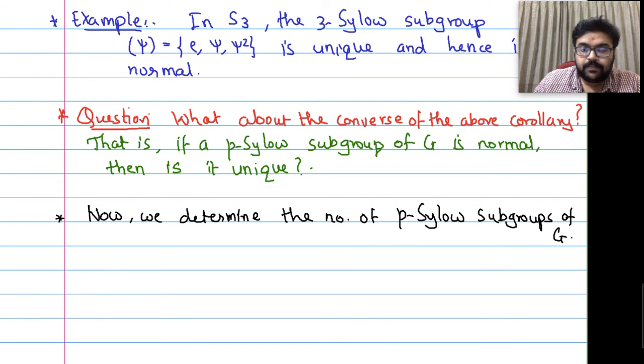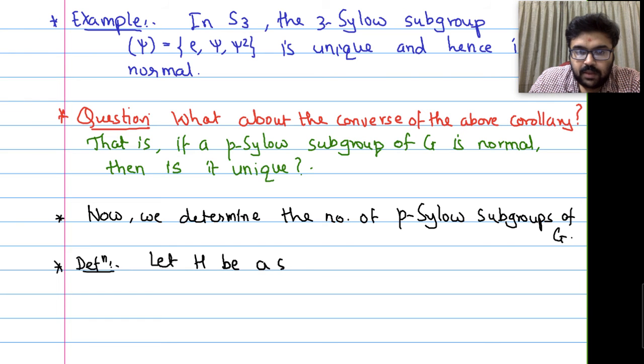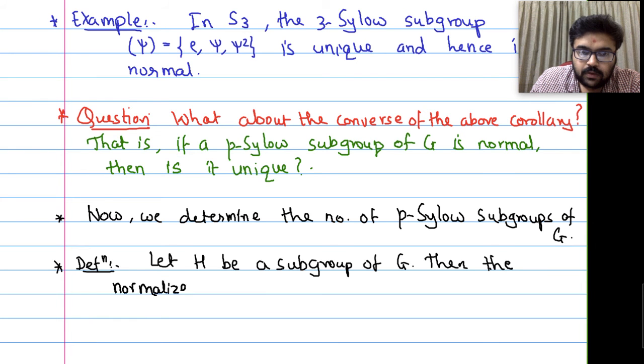So for this, we define something called the normalizer. Right? So let us define. Let H be a subgroup of G. So normalizer of an element we know, N(a). Now this is the normalizer of a subgroup. So then the normalizer of H is the set N(H) such that for all x in G.